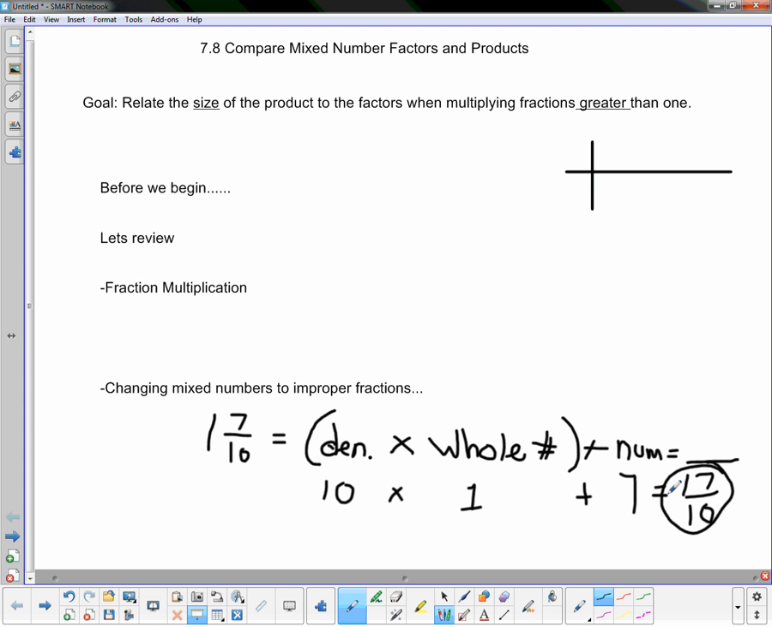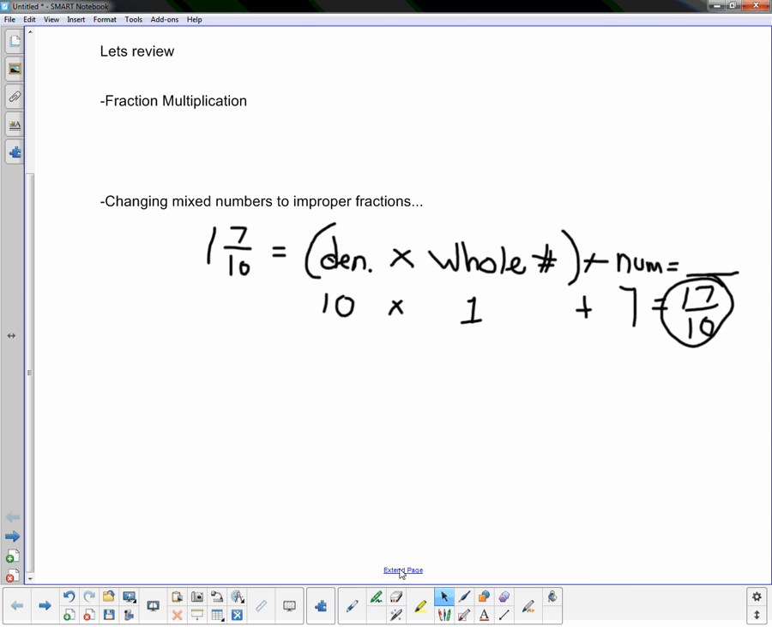So it's just kind of the opposite of what we do normally. We take the numerator, divide it by the denominator to find the whole number, and whatever is left is the new numerator. The denominator stays the same. We're honestly just doing the opposite of that. We're changing it from a mixed number to an improper fraction. Let's do another one of those so you can see.